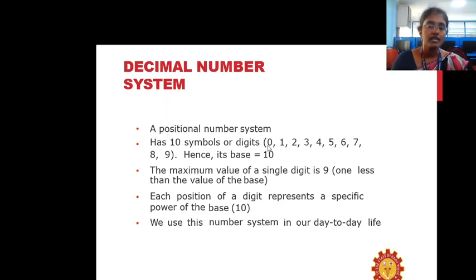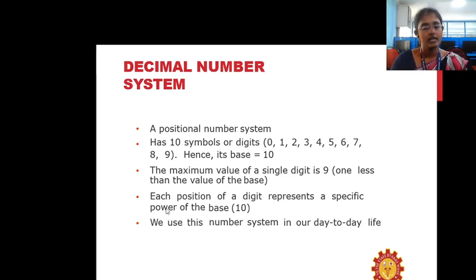Each and every digit in this decimal number system will hold some position. It has 10 symbols or digits. Each and every element is said to be a digit or symbol. So the decimal number system consists of 10 inputs, that is 0, 1, 2, 3, 4, 5, 6, 7, 8, 9. In total it has 10 symbols as input. The base value for the decimal number system is 10. Then next, the maximum value in the decimal number system is 9. It will have only single digit values.